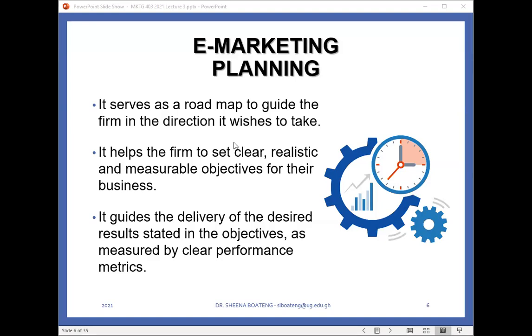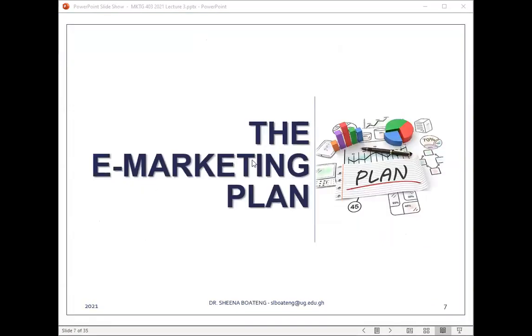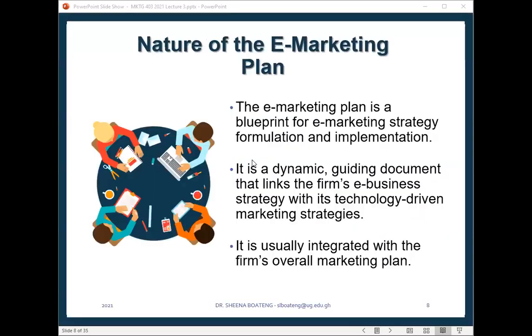So for today, we are going to be focusing on the planning process and the end product, which is the e-marketing plan. So let's go straight into the e-marketing plan and look at the process that we marketers go through to arrive at this end product. Now, what is the nature of the e-marketing plan? We have already mentioned that the e-marketing plan is a blueprint for e-marketing strategy formulation and implementation.